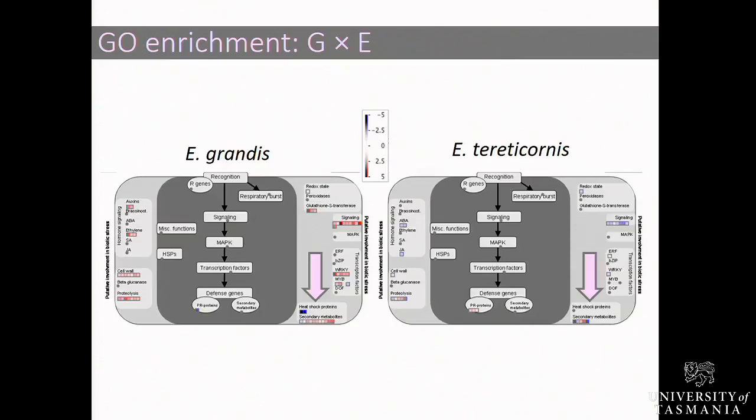Again, look at the heat shock proteins. There are only 2 heat shock proteins found in Eucalyptus grandis, and none in Tereticornis. So again, pretty interesting, I think.